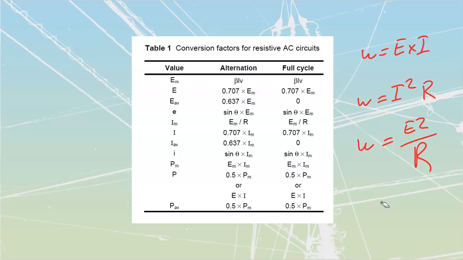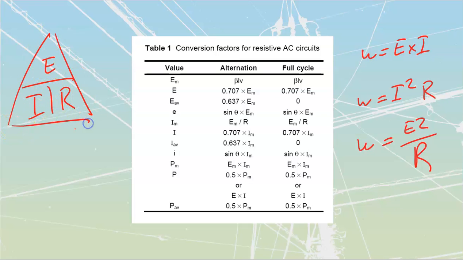I, E, and R are going to be associated together. Maybe I should write that one out there. You should be familiar with the triangle like that, where you can select any one of those to find values off of them.